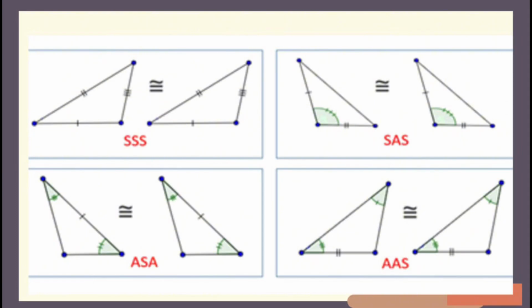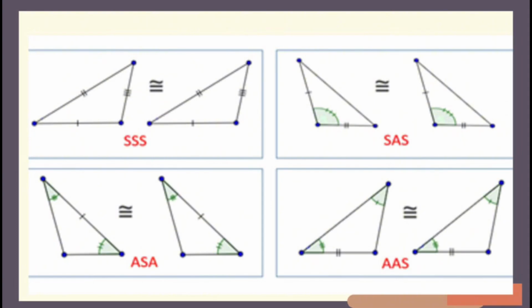First is the SSS postulate, or the side-side-side postulate. If 3 sides of one triangle are congruent to 3 sides of another triangle, then the two triangles are congruent. Next is the SAS postulate, or the side-angle-side. It states that if 2 sides and an included angle of one triangle are congruent to the corresponding 2 sides and an included angle of the other triangle, then the triangles are congruent.